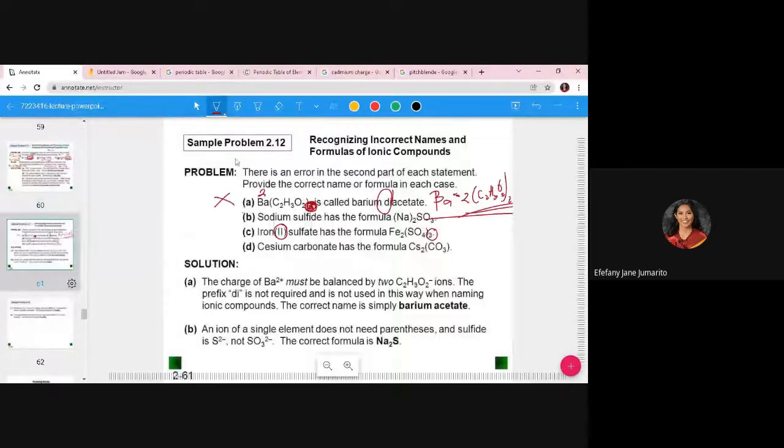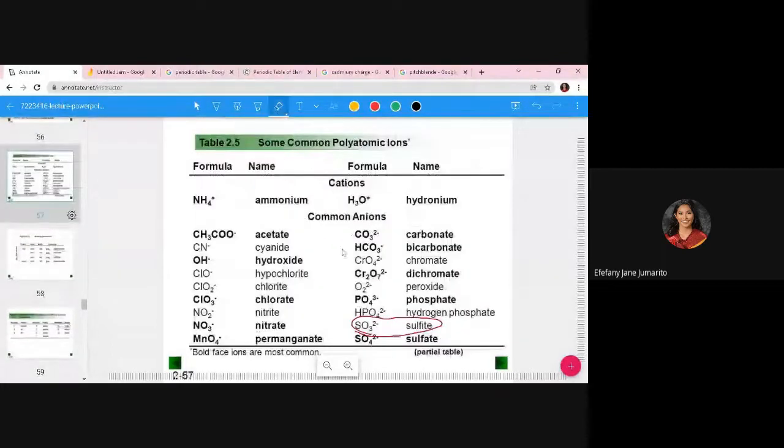Okay. How to spot the fake, the wrong ones. Number 1, letter A. Is it correct? Barium. Then C2H3O2. What is this C2H3O2? Where do we look for this, class? What is its name? Go back to the list of anions. C2H3O2. What is its name? Where do we look for it? We look for the name.